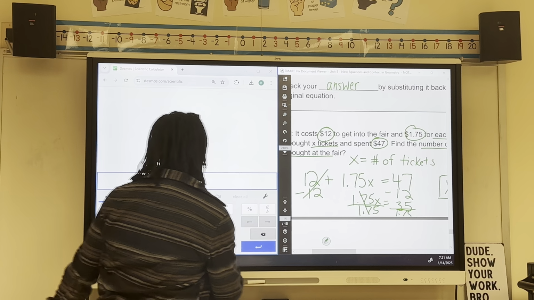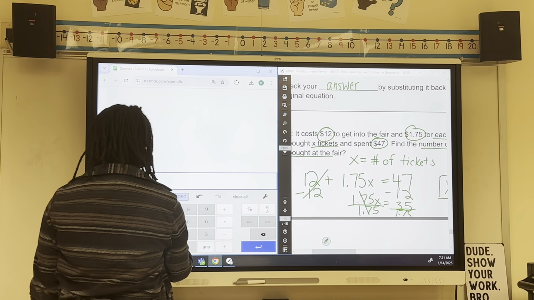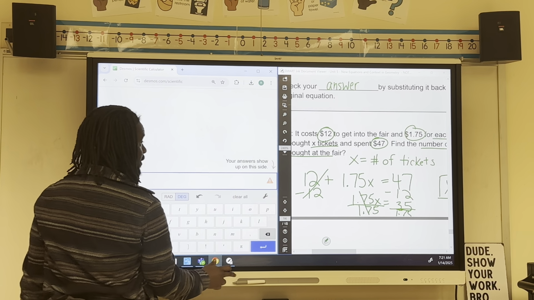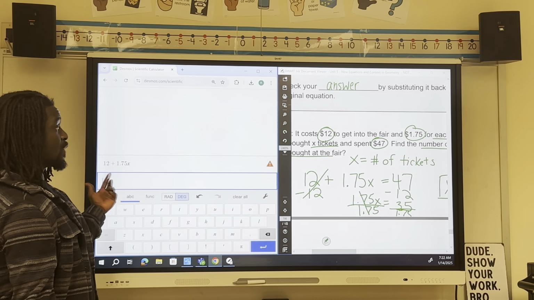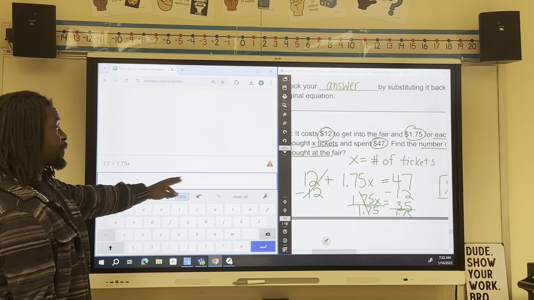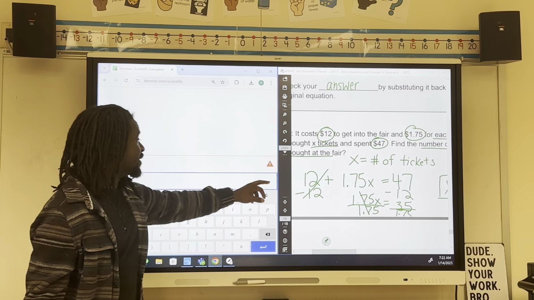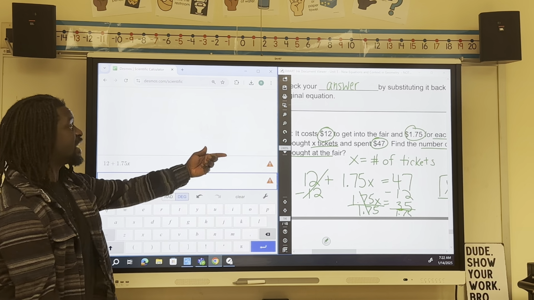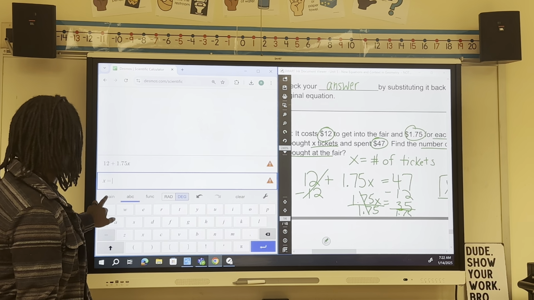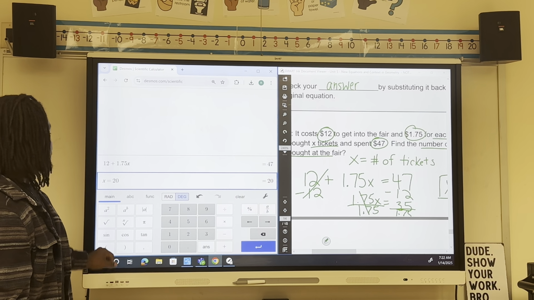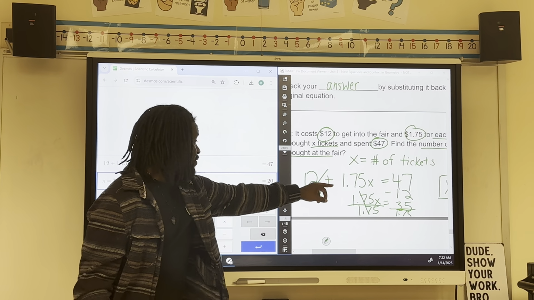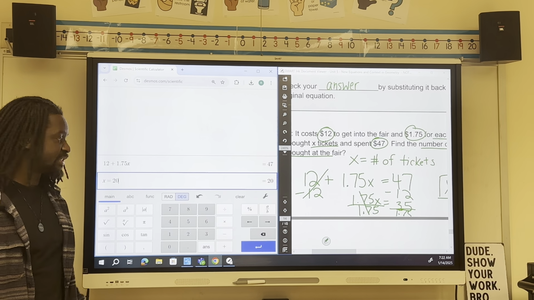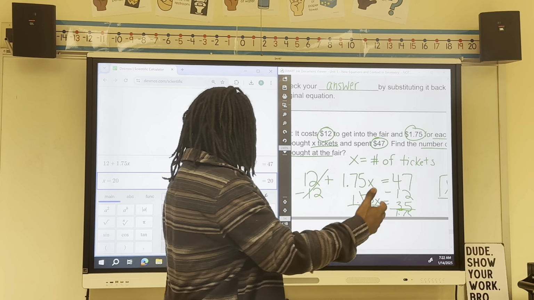So I'm going to put in my equation. My equation was 12 plus 1.75x. Well, that's the expression, but I'm not going to put equals. I'm going to put in x equals 20. And then see, that should give me 47. And that's how I will know if my answer is correct. So when I put in x equals 20, you should see that it now equals 47. All right. So I know my answer is correct there.